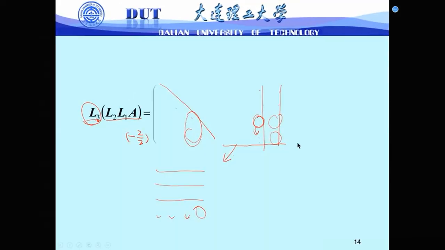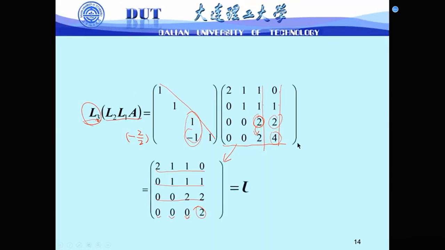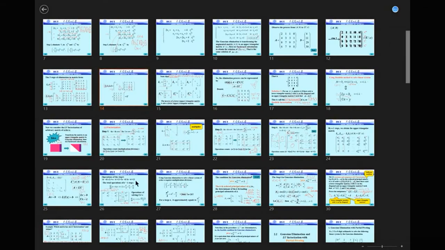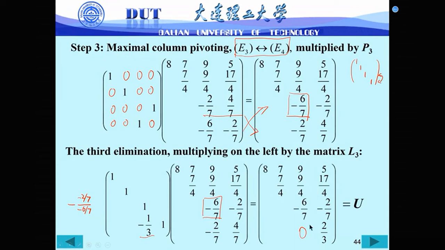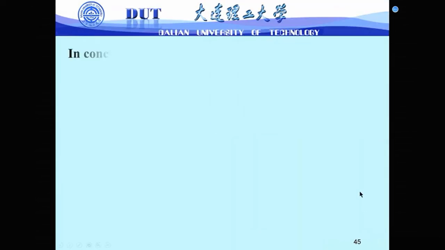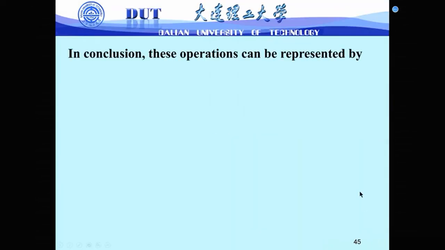Here, you see, last week we obtained U like this, in example one. But now we obtain another U. Now you see, totally different, right? Totally different. Okay, don't worry about it. Let's finish. Now, in conclusion, these operations can be represented by matrix form.